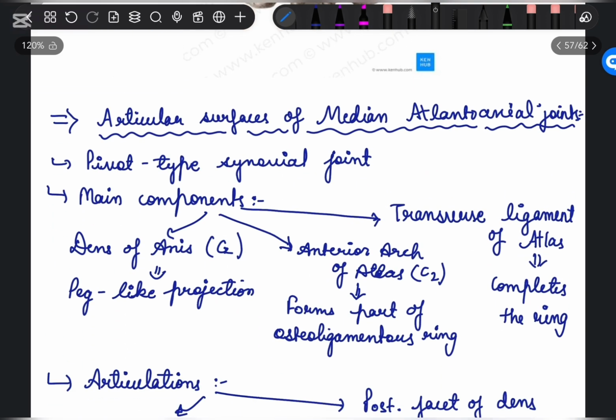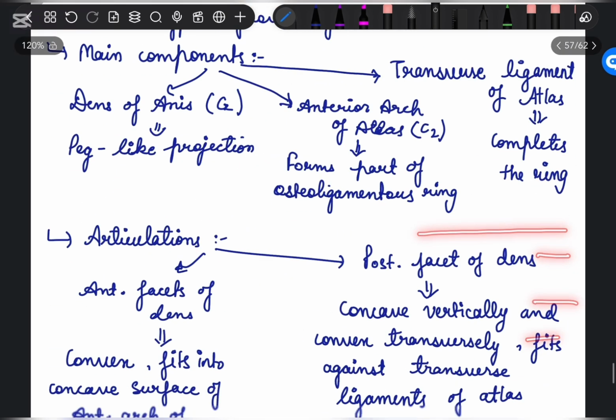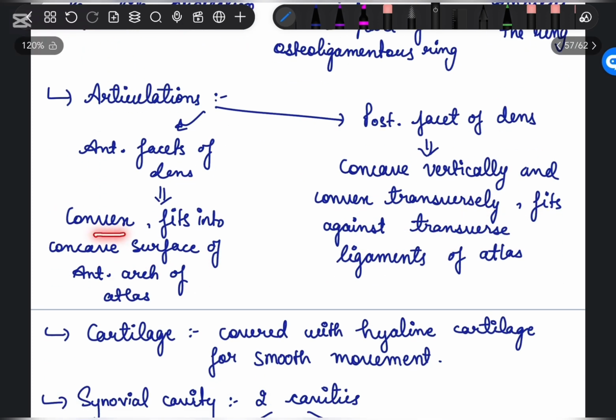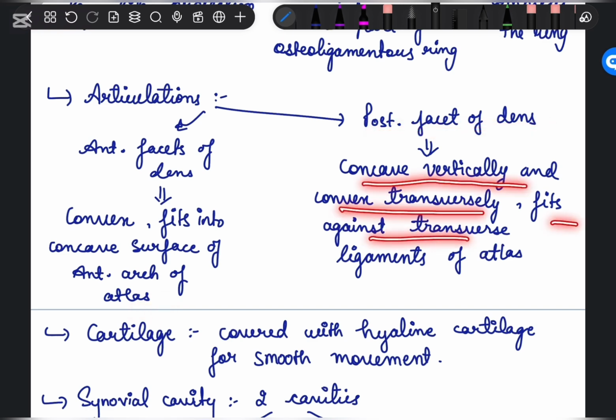Then the second, the articular surfaces of the median atlanto-axial joint. It is a pivot type of synovial joint, and its main components are the dens of the axis, a peg-like projection, the anterior arc of the atlas, which forms part of the osteoligamentous ring, and lastly the transverse ligament of the atlas that completes the ring. The articulation includes two parts, the anterior facets of the dens and the posterior facets of the dens. The anterior facets of the dens are convex and fit into the concave surface of the anterior arc of the atlas, and the posterior facets of the dens are concave vertically and convex transversely, fitting against the transverse ligament of the atlas.